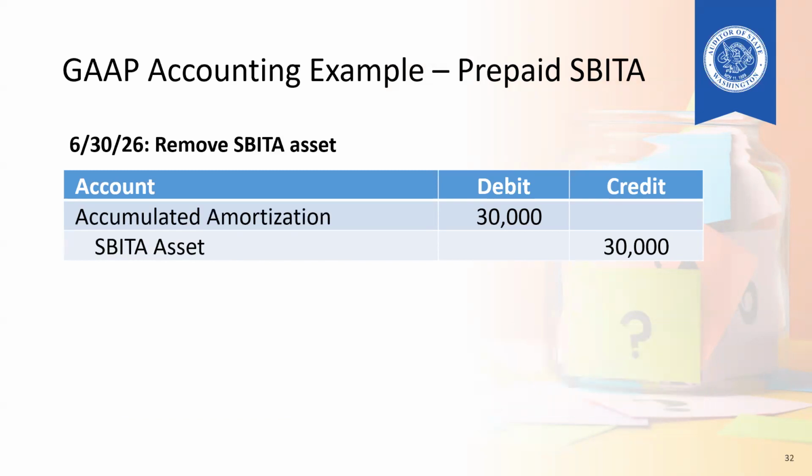At the end of the 3rd year, the accumulated amortization will equal the SBITA asset, and you would remove both from your books. Since the contract is over, you no longer have the right to use that software, so we have to remove that asset and the related accumulated amortization. You do that by debiting accumulated amortization and crediting SBITA asset for the full $30,000.